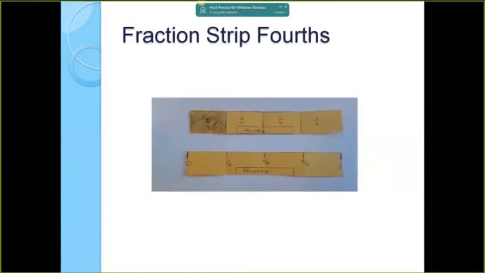Here are two rectangular fraction strips. The top line is an area model because each of the four sections represents an equal part that is 1/4 of the total area. We're going to focus on the bottom one, a linear model. It acts more like a ruler.